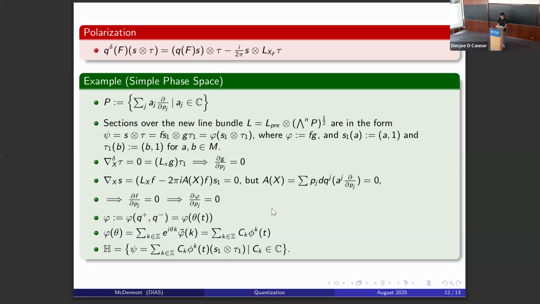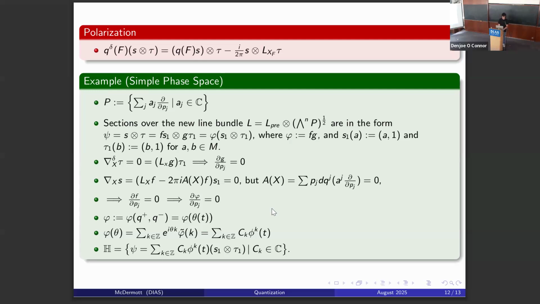But if we work through with our equations of motion, the partial connection over tau, over any section tau, with respect to some vector field x, should be equal to 0. But this is simply the Lie derivative of this function g, which means for x in P, that the partial derivative of g with respect to any P should always be 0.